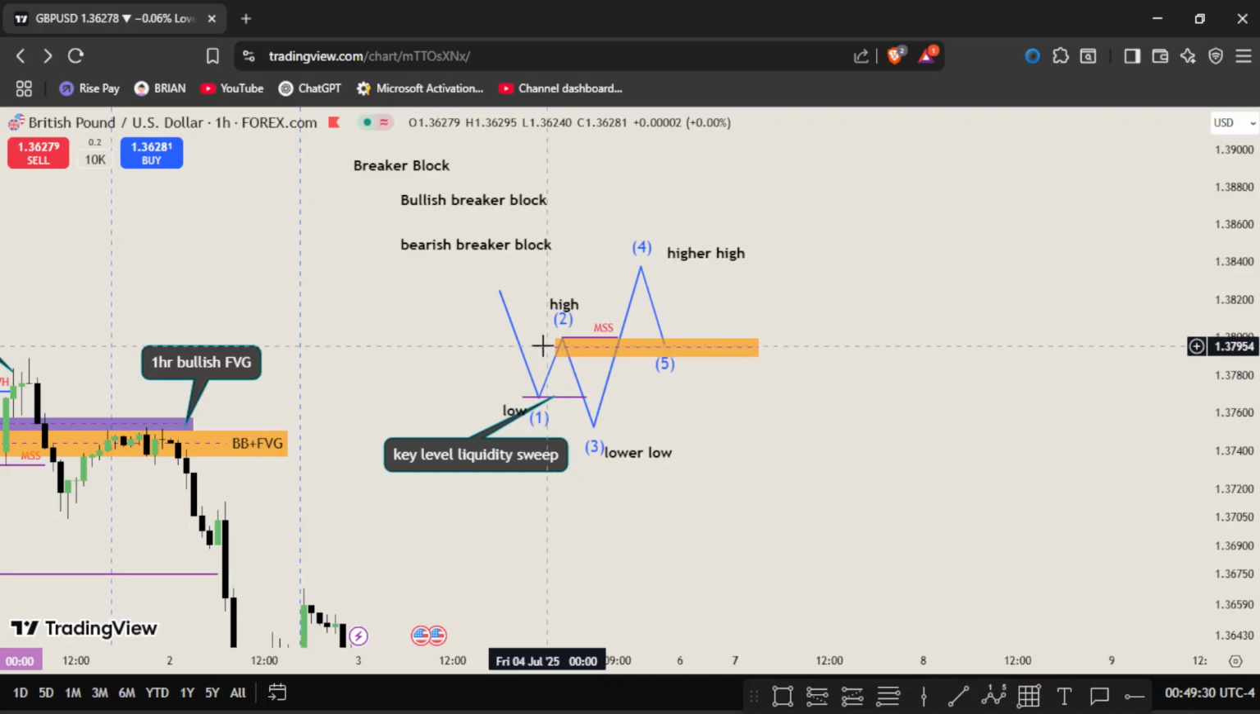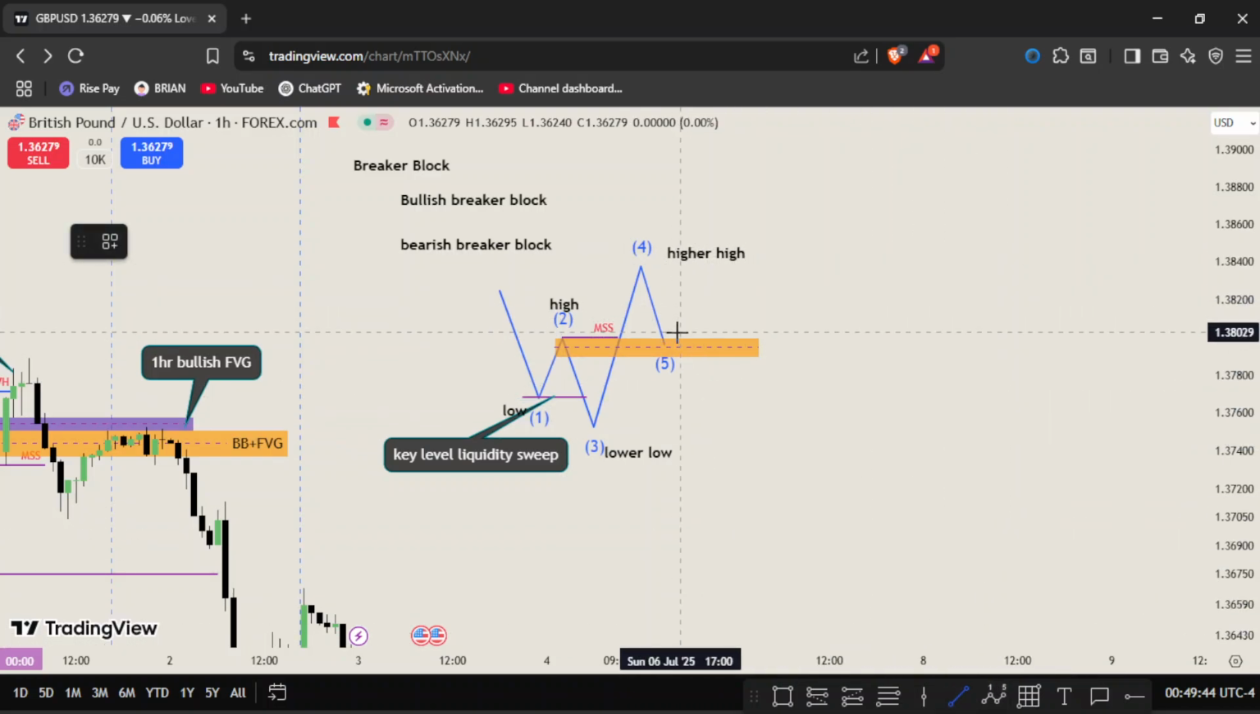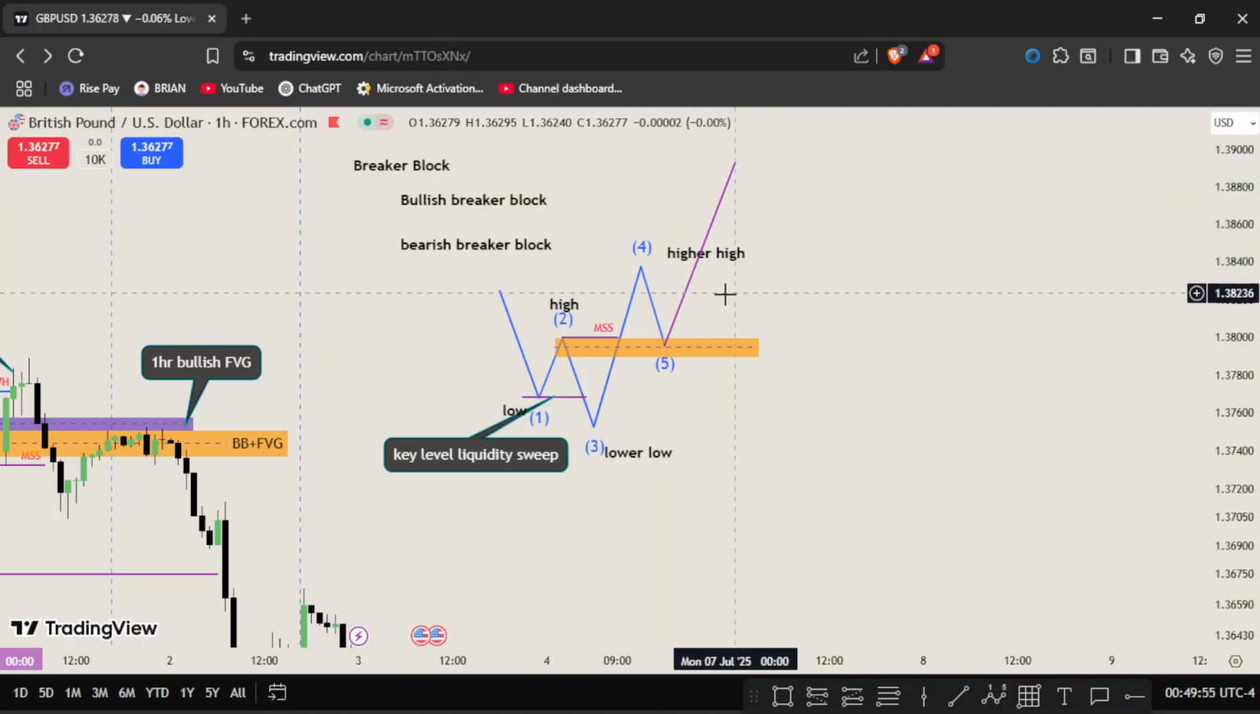A breaker block will always be generated from the candle that initiated the sweep of liquidity at a key level. So this was a breaker, and price will always retrace to this breaker. After retracing down to this breaker, we will have a huge move from it. Price will always repel from this point, forming a new higher high. You see?